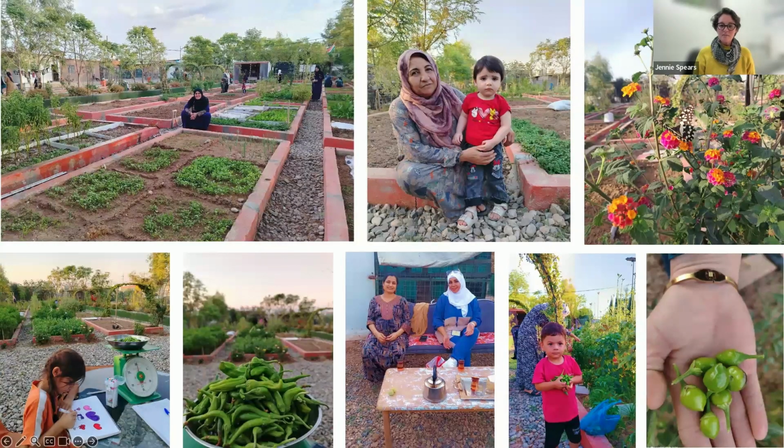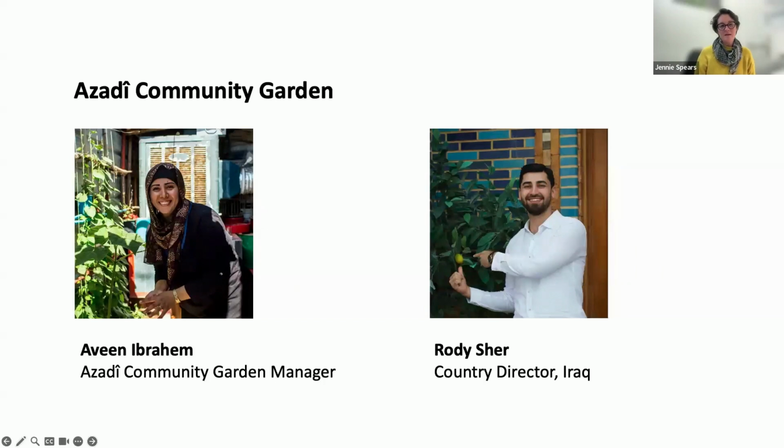So without further ado, I'm going to introduce you to Aveen Ibrahim. As I said, she is our Azadî Community Garden Manager, but she also is our operations manager for the whole of our Kurdistan region. She is in touch with all of our camp garden coordinators on a daily basis. She's an absolutely fantastic gardener herself. And she's joined today by Rody, our country director in Iraq. Rody is an incredible help to all of our team out there in the Kurdistan region. He's also really, really busy. And luckily for us, he speaks fluent English, fluent Arabic, and of course his own language is Kurdish. So thank you very much, Rody, for joining us.